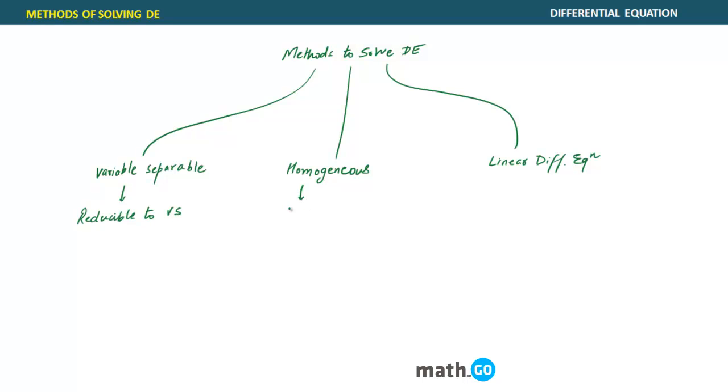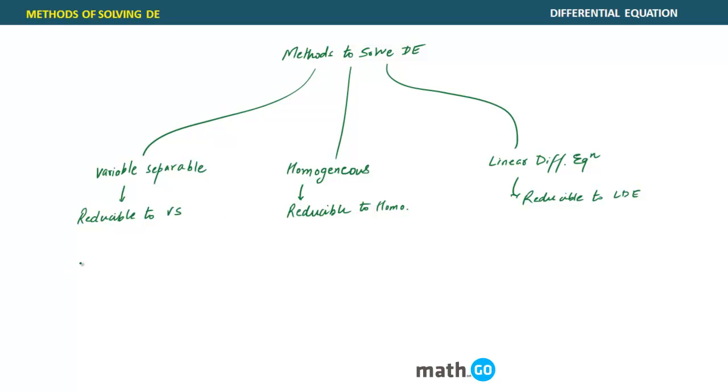Also in homogeneous, we can have a question which is reducible to homogeneous, though this is not asked at JEE Mains level, right? So we will not do this. And here also you can have reducible to LDE. I'll call linear differential as LDE in short form, right? So basically this is the workflow of how to solve a differential equation.